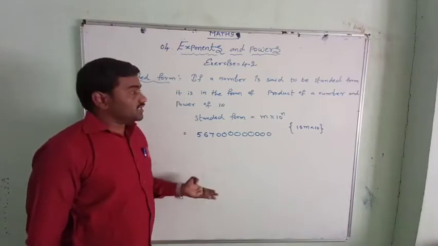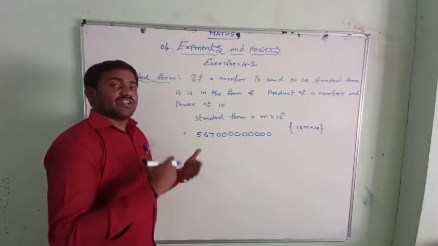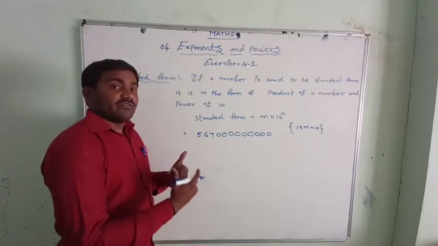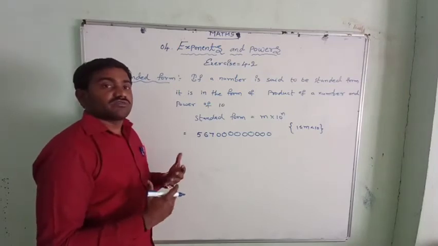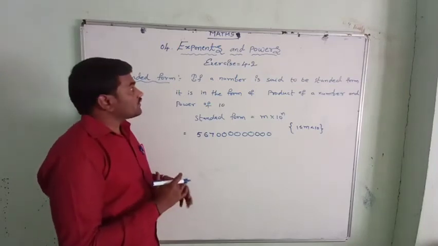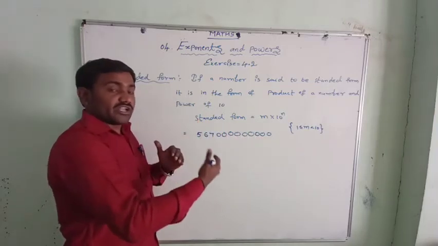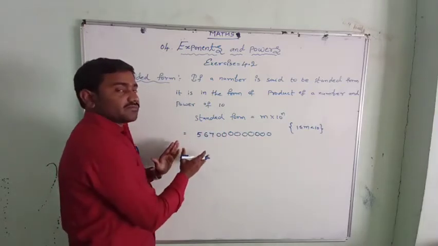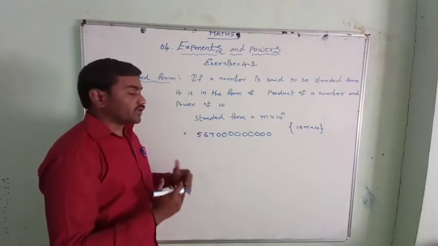To make it convenient for us, when the numbers are very difficult to read, we write those numbers in the standard form, so it is very easy to read. That's why we use the standard form to read very large numbers easily. But there are some rules to write the standard form. I will tell you that.